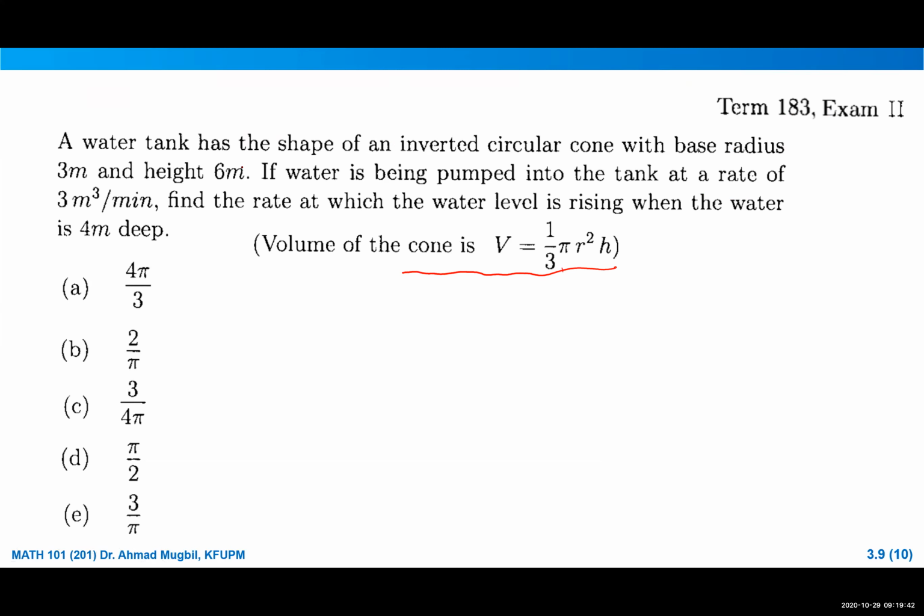So we have a water tank in the shape of an inverted cone, where the base radius is 3 and the height is 6. If the water being pumped into the tank is 3 cubic meters, find the rate at which the water level is rising. This is a copy-paste of example number 3, so I will not solve it. If you understand the example, you will be able to solve it, and it will be very easy.